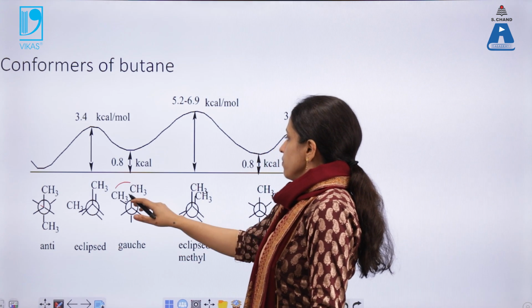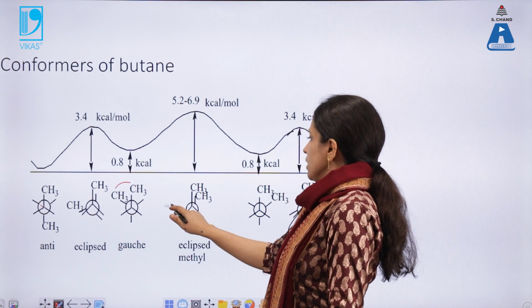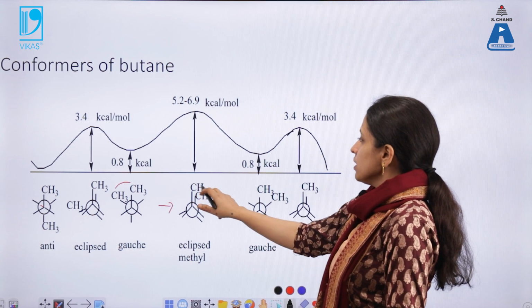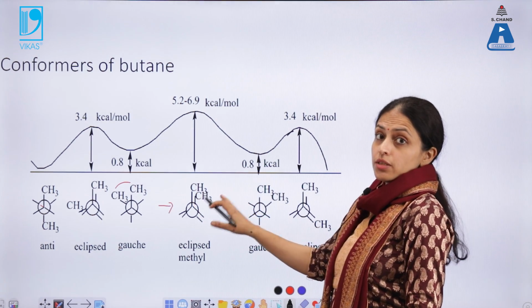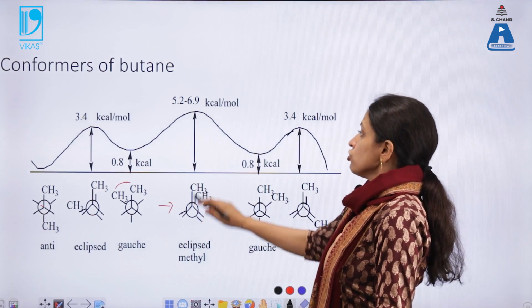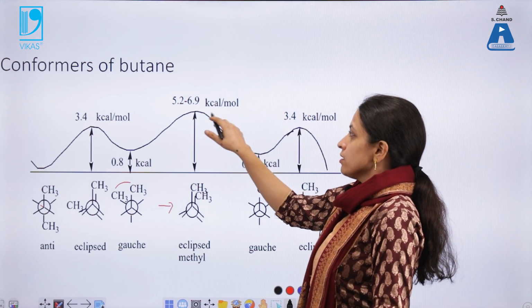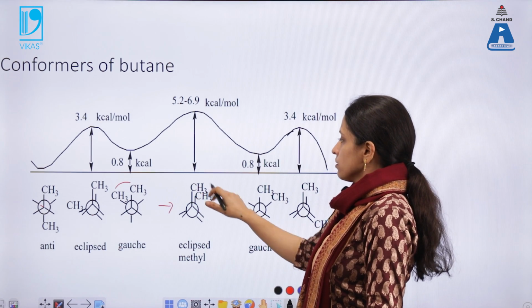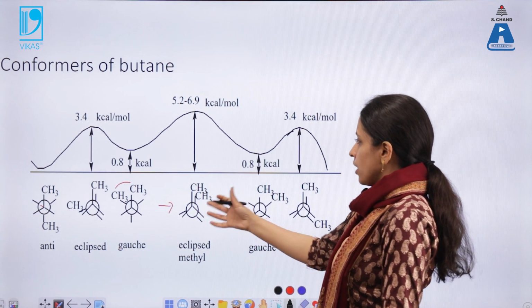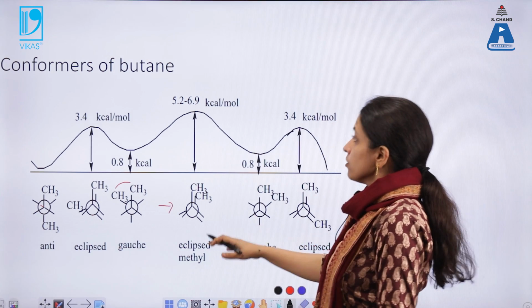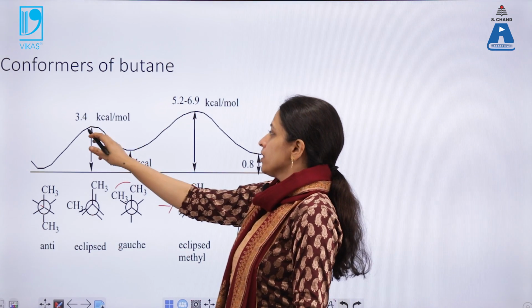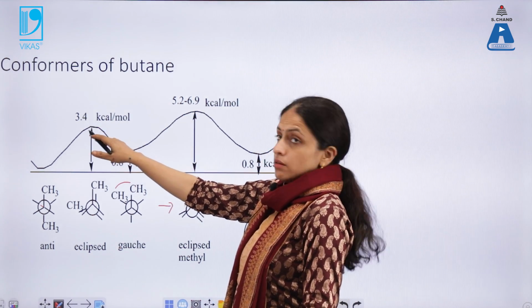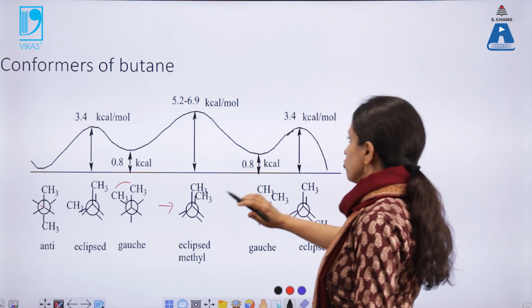When we make another rotation of 60 degrees, what happens? CH3 and CH3 are completely eclipsing. So this has the maximum torsional strain, and this conformation has the maximum energy barrier. This is known as the eclipsed conformation. This is another eclipsed conformation, but relatively more unstable than the eclipsing of CH3 and hydrogen atom.